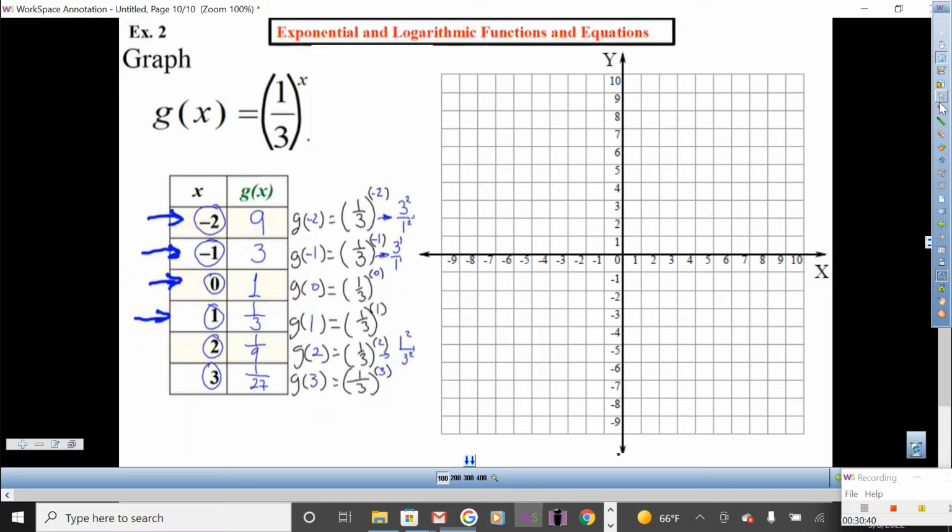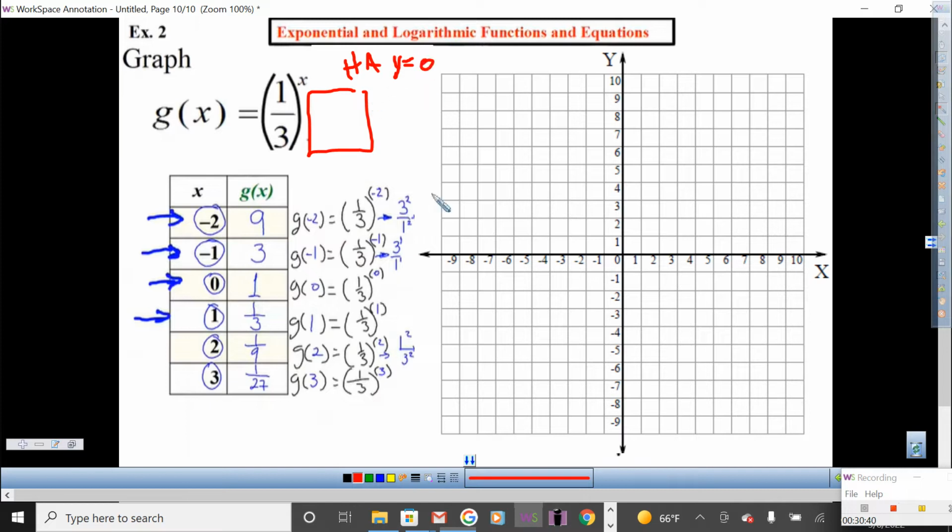So let's graph this. This is a parent function, well, not a parent function, but for right now, let's leave it as g of x equals 1/3 to the x. Question: what is our HA? What is our HA? Tell me an answer, please. All right, Marco, HA. What is it? Does it have anything added at the end? Therefore, 0. So this is at 0.